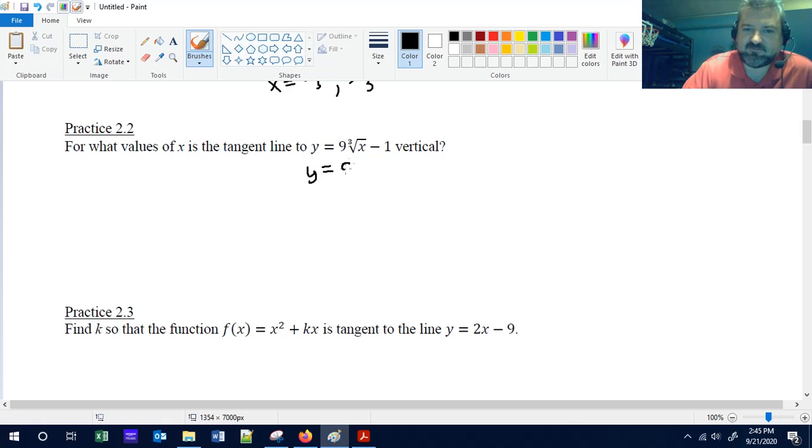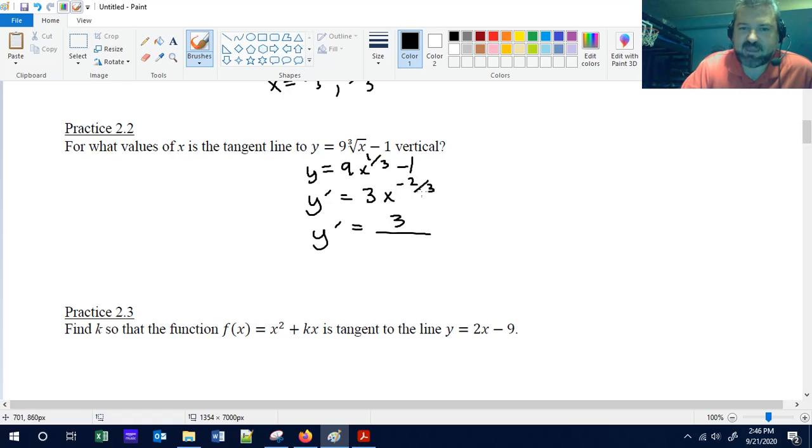Let's rewrite this as 9x to the 1/3 power. Take the derivative. That's y prime is equal to, bring that down, 9 times a third is 3, x to the negative 2/3 when you subtract 1, and then the derivative of the constant is 0. Alright, so in this case, I actually am going to rewrite this back with this on the bottom, because I want you to see it written like that, because it's asking where is the tangent line vertical.